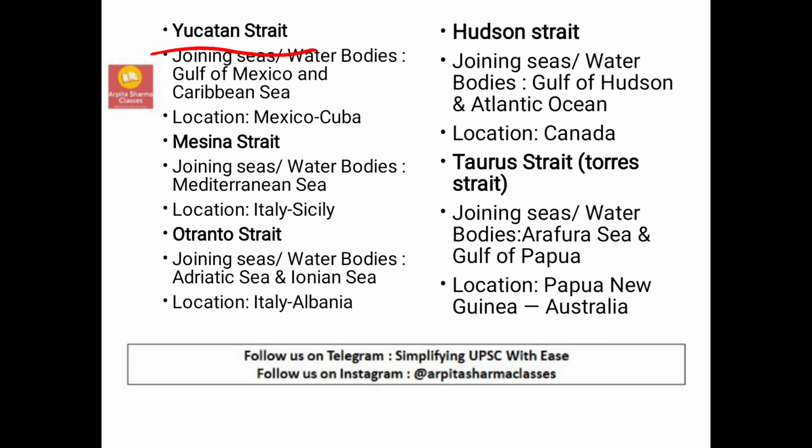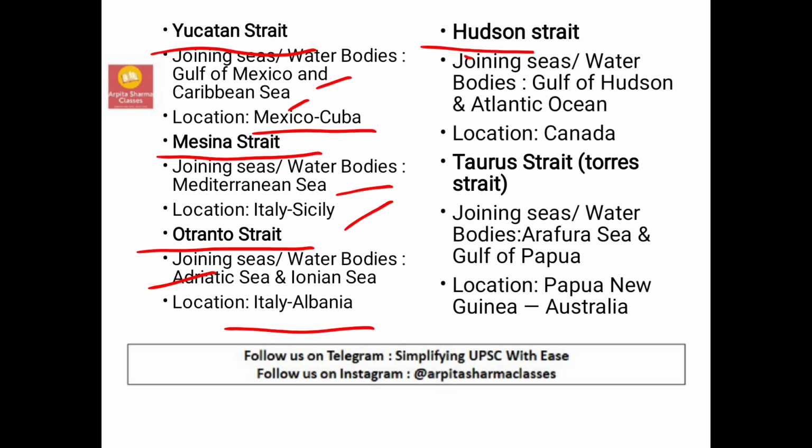Yucatan Strait is going to join the water bodies, that is the Gulf of Mexico and the Caribbean Sea. Where is it located? Near Mexico and Cuba. Next is the Messina Strait. It is joining the Mediterranean Sea. The location is Italy, Sicily. Next is Otranto Strait. It is going to join Adriatic Sea and the Ionian Sea. Location is Italy, Albania. Next is the Hudson Strait. It is going to join the Hudson Bay and Atlantic Ocean. It is located near Canada.